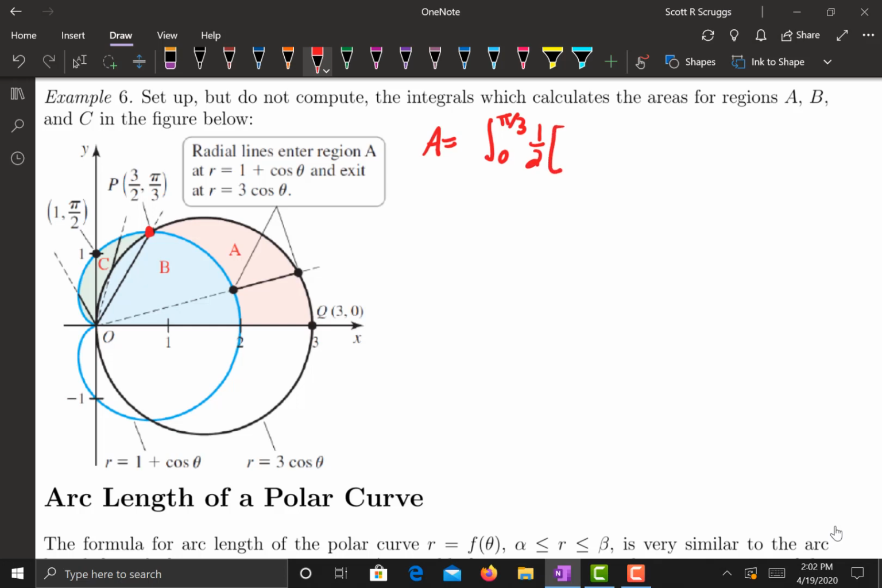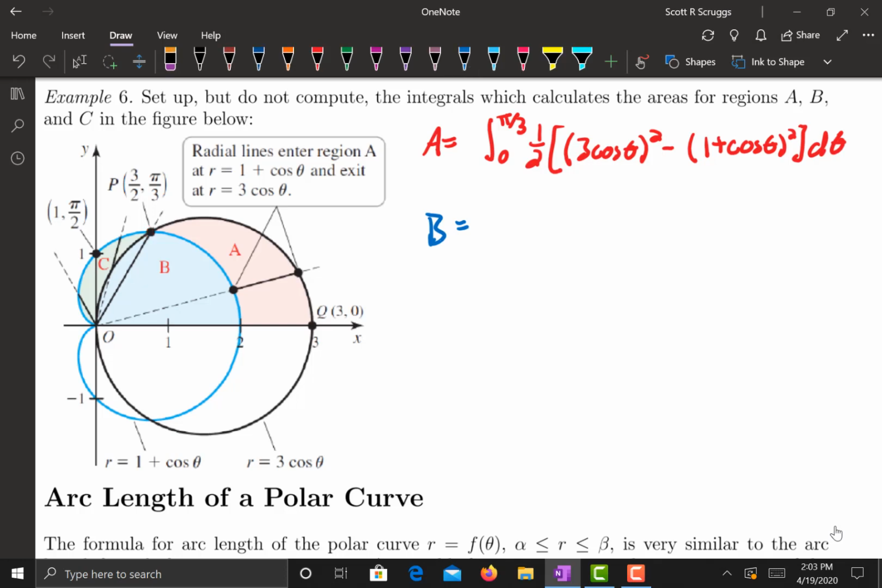1/2 times first the curve that is larger, so (3 times cosine of theta) squared minus the smaller curve, (1 plus cosine of theta) squared, d theta. Alright, and let's now repeat that with the region B. So B is going to be a little bit more complicated.